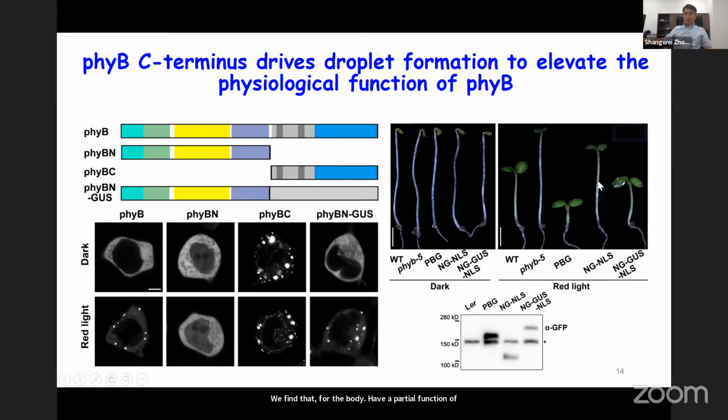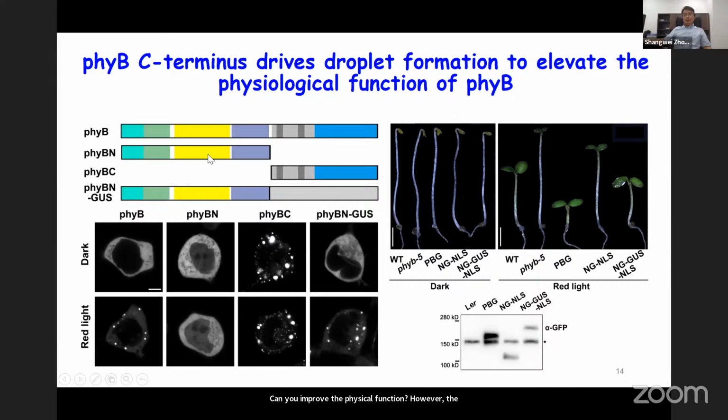However, when the Fab N was fused with gas that restores the food body formation capacity, the function was greatly increased. Therefore, these genetic results indicate that the droplet formation of Fab can improve the physiological function. However, the mechanism is still unknown.